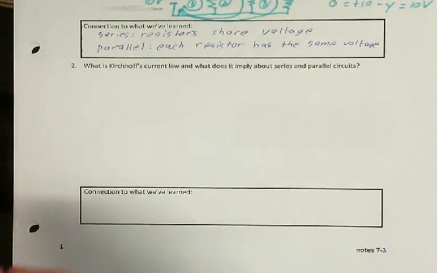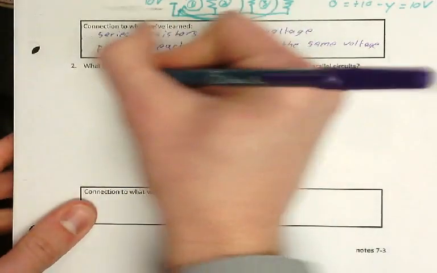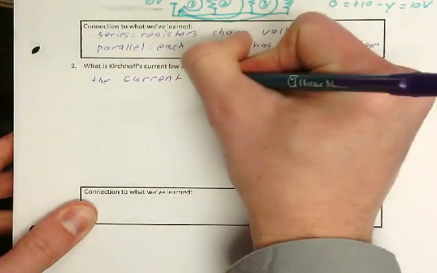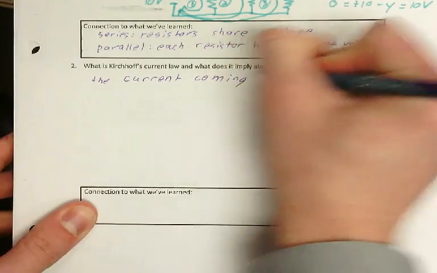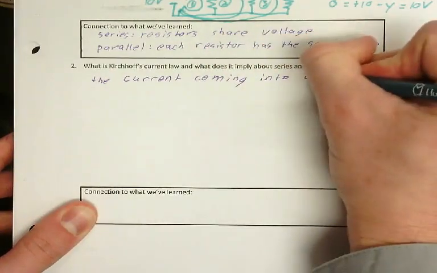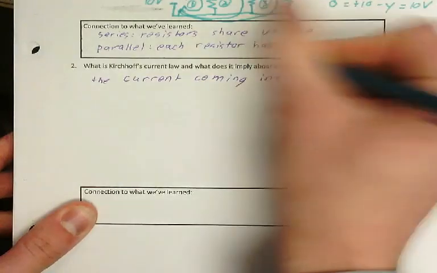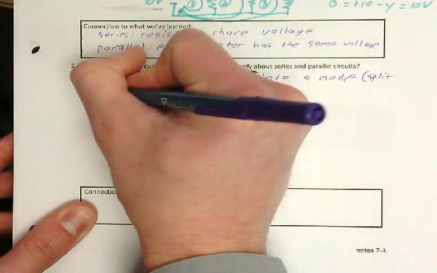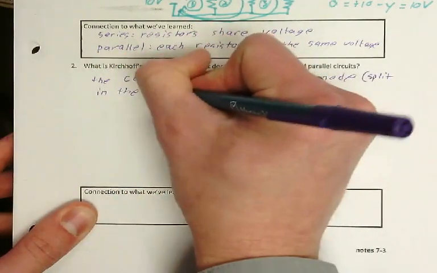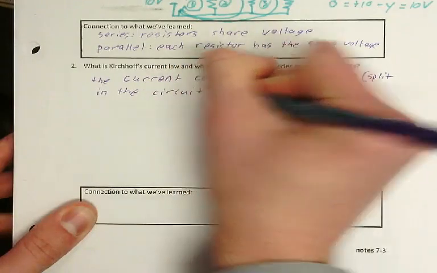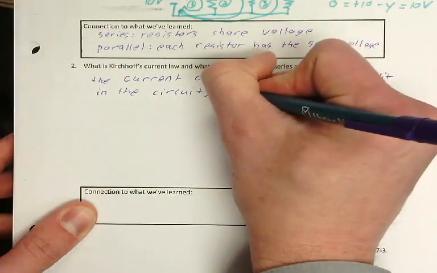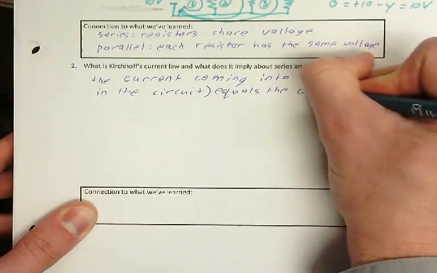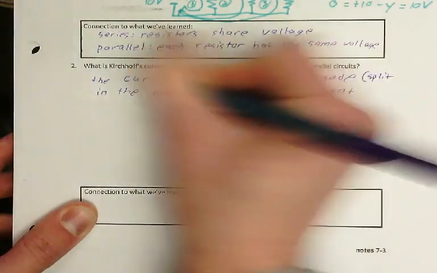Kirchhoff's current law and what it applies about series and parallel. Current law says this: the current coming into a node equals the current going out. Now you don't know what a node is. A node is basically a split in the circuit.